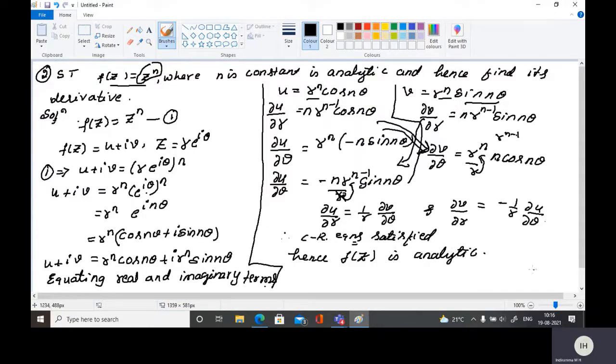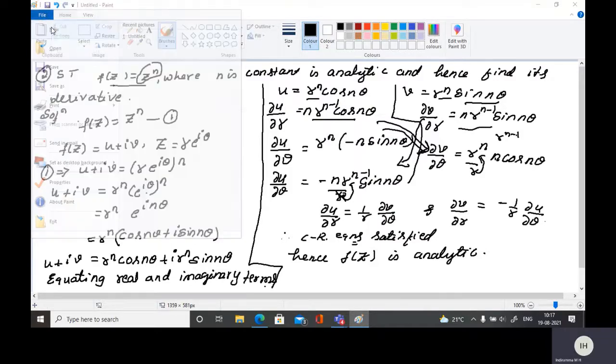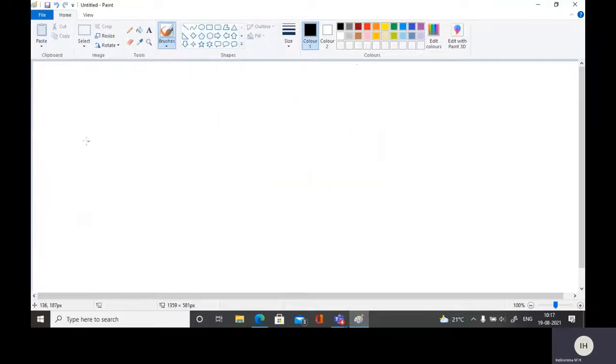So next, what we have to find out? We have to find out f'(z). So you have to remember ∂u/∂r and ∂v/∂r. I will go to the next page. To find the derivative, consider f'(z). What is f'(z) in polar form? f'(z) is equal to e^(-iθ) into ∂u/∂r plus i into ∂v/∂r.